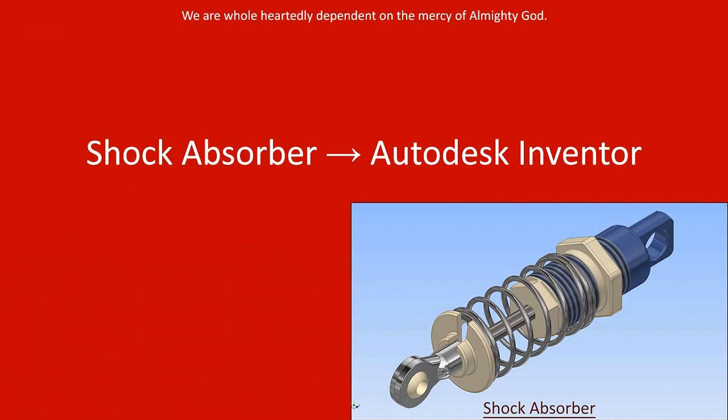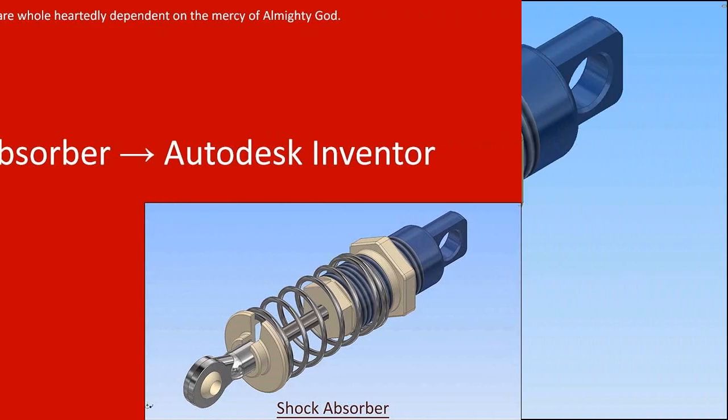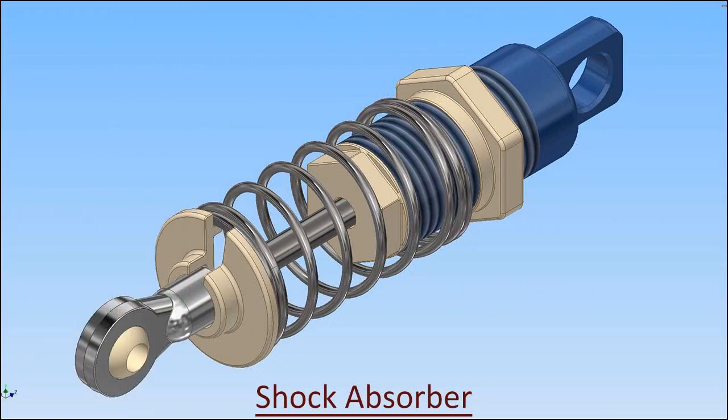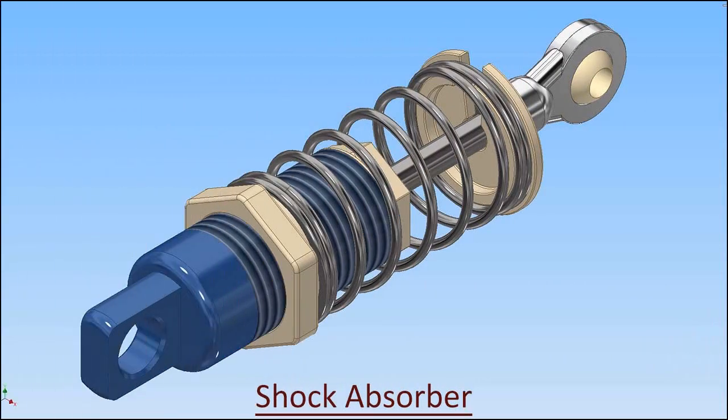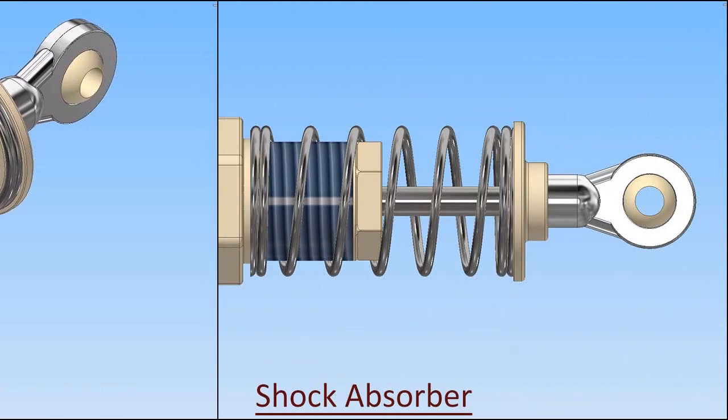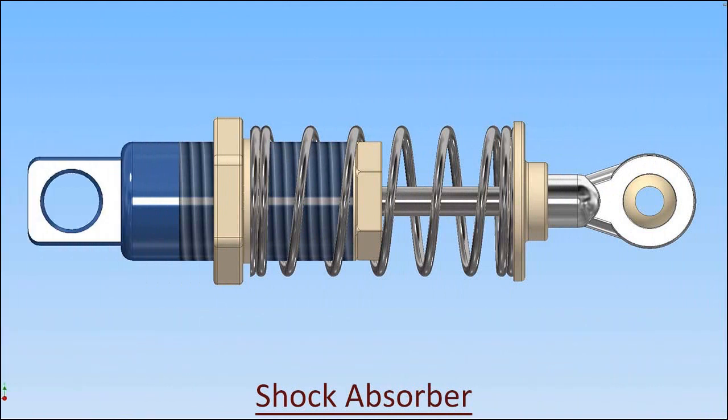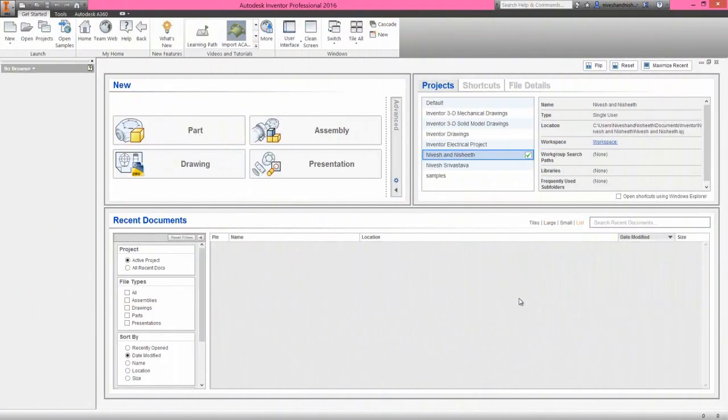Today we will create an assembly of shock absorber in Autodesk Inventor, which is taken from our suspension assembly. In this video you will learn the full modeling process of this model and its components. We have used 13 part files and 4 subassemblies to make this assembly. Some pics of this assembly we are showing you at the beginning of this video. So let's start.